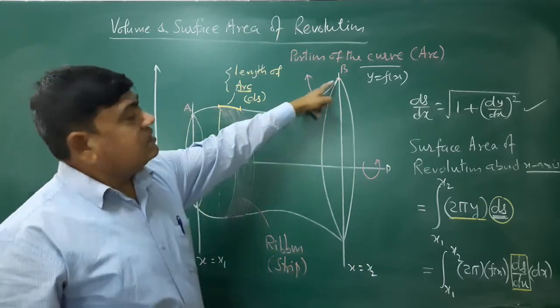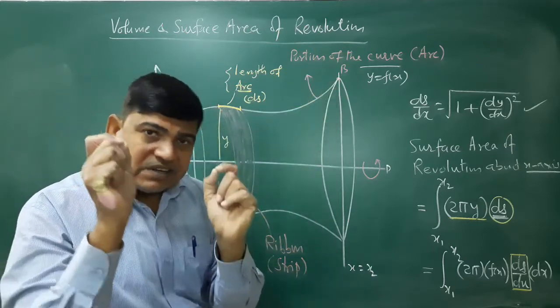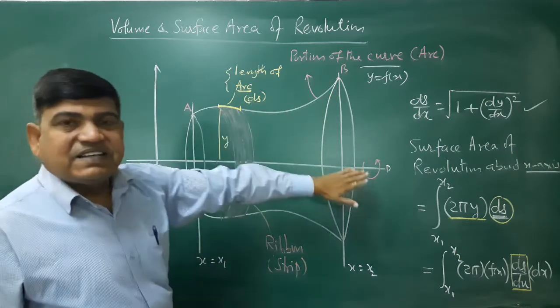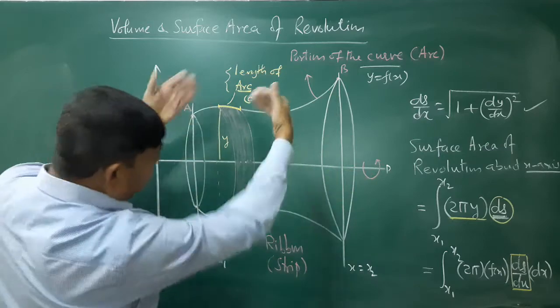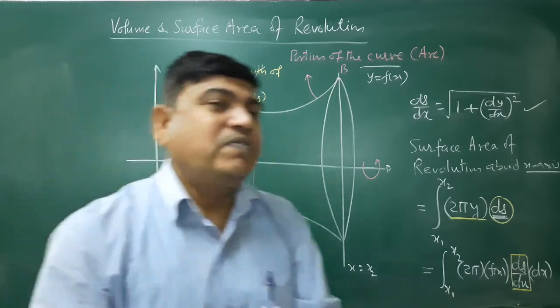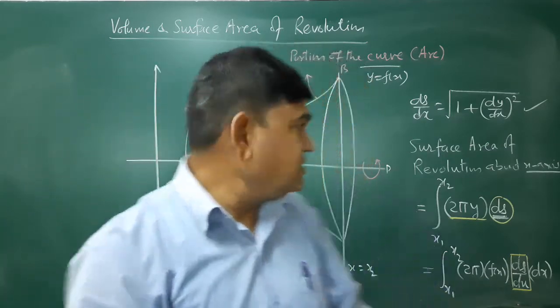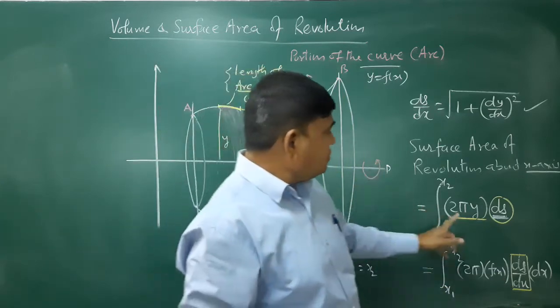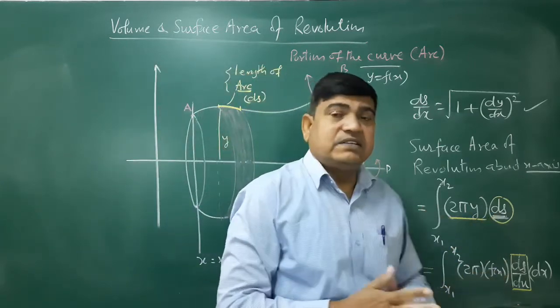This portion of the curve rotates about the x-axis, and this surface is obtained. Then how to find the area of that surface? So this is the formula: from x1 to x2, 2 pi y ds, and it is done.